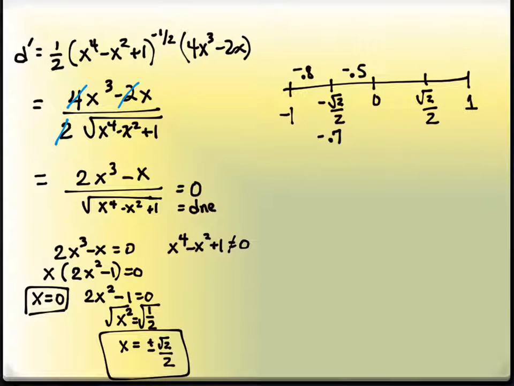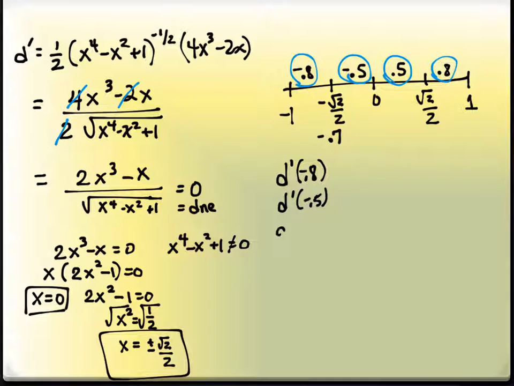1/2, 0.5, okay. And how about we use the same values, just positives? Is that good with that? Yes. Okay, so these are my 4 values I'm going to check. Into which function? First derivative. The first derivative. So, we called that d. So we're doing d prime of -0.8, d prime of -0.5, d prime of 0.5, and d prime of 0.8.